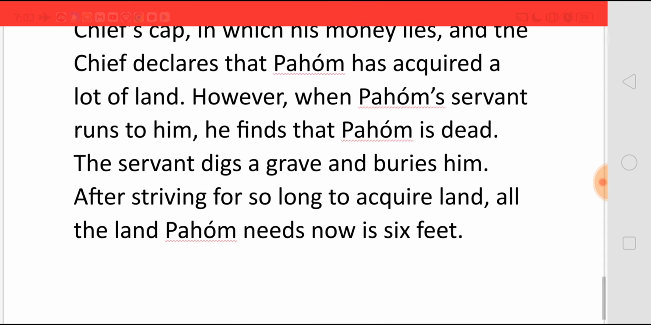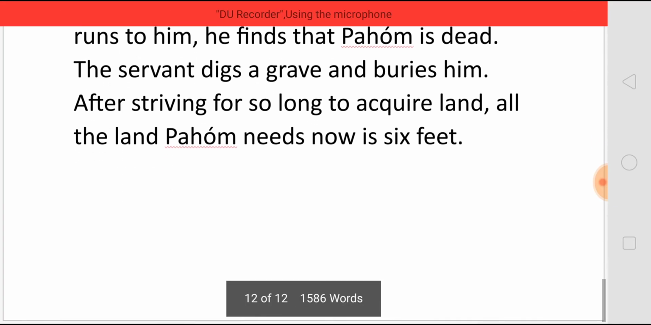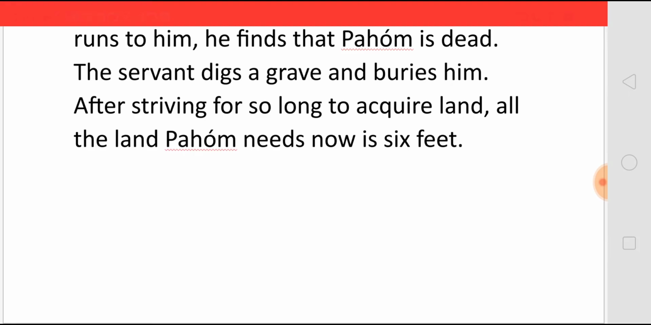However, when Pahom's servant runs to him, he finds that Pahom is dead. Then the servant digs a grave and buries him. After striving for so long to acquire land, all the land Pahom needs now is just 6 feet, and that also to get him buried.